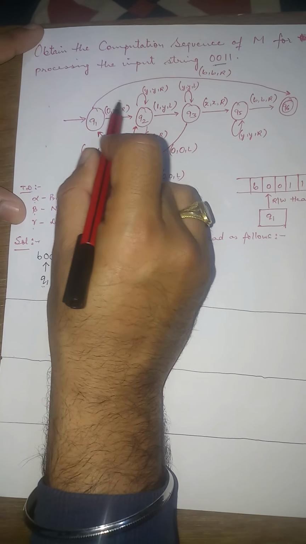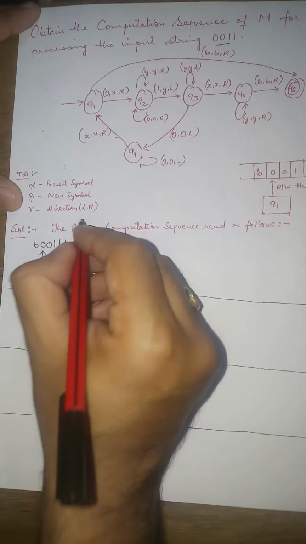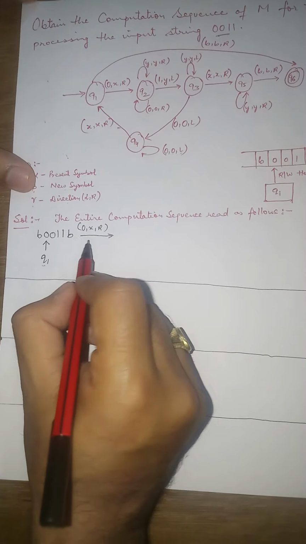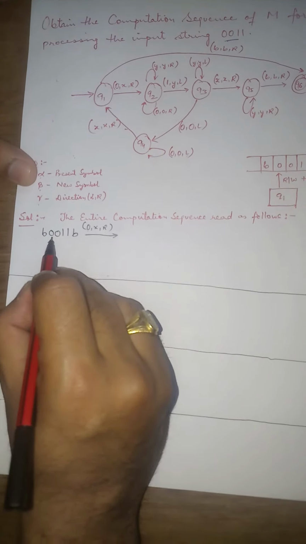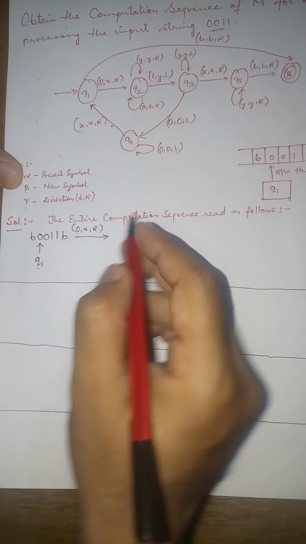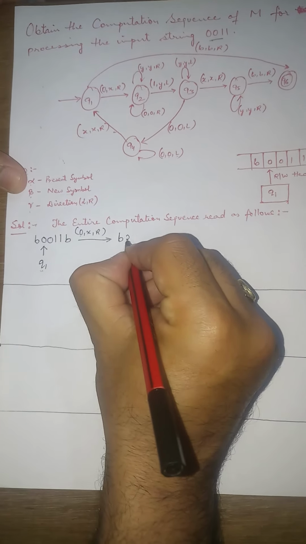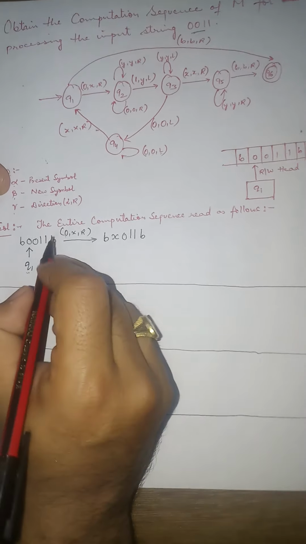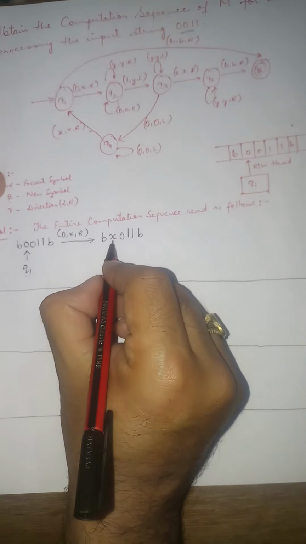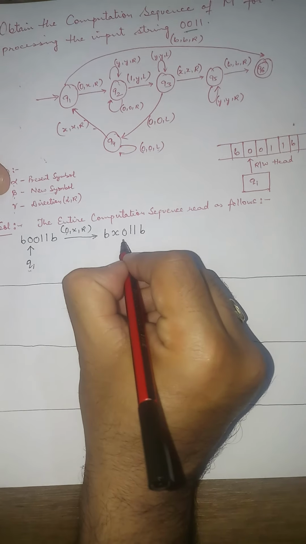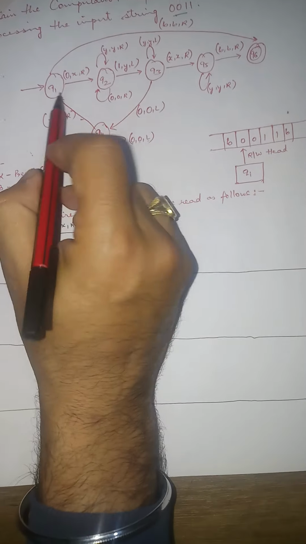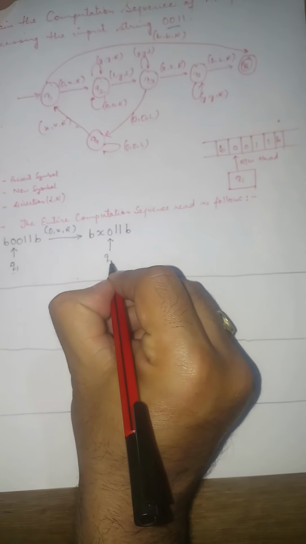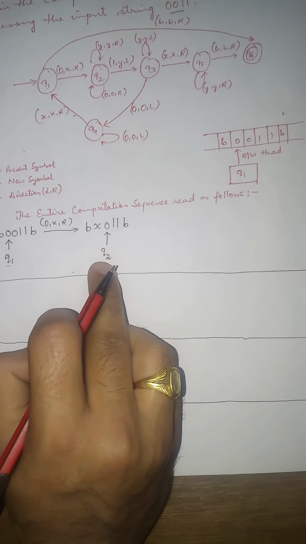So you need to write this alpha, beta, gamma over here: 0 comma x comma r, right? Here the current symbol is 0 and 0 will be replaced with x. So you need to write b x 0 1 1 b, and the direction is right. What is right of x? That is this 0, and it is going from q1 to q2. So here you need to write the second state, that is q2.